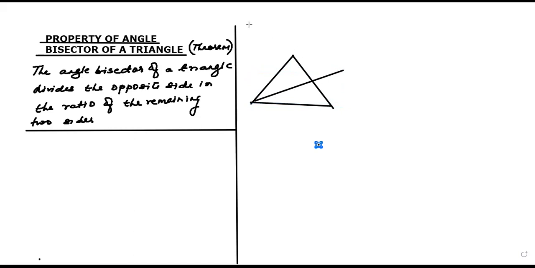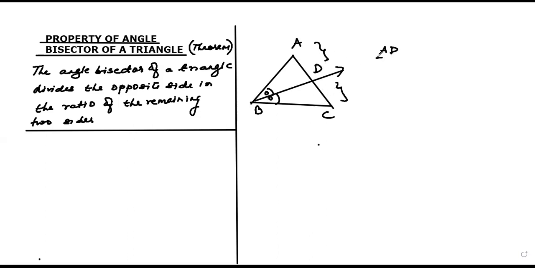Whenever you see an angle bisector, children, the angle bisector of a triangle divides the opposite side. Can you see this angle bisector, children? This BD is the angle bisector of angle ABC. It divides angle ABC into two equal parts, so angle ABD and angle CBD are equal. So BD is an angle bisector. It divides the opposite side into two parts, in a ratio.